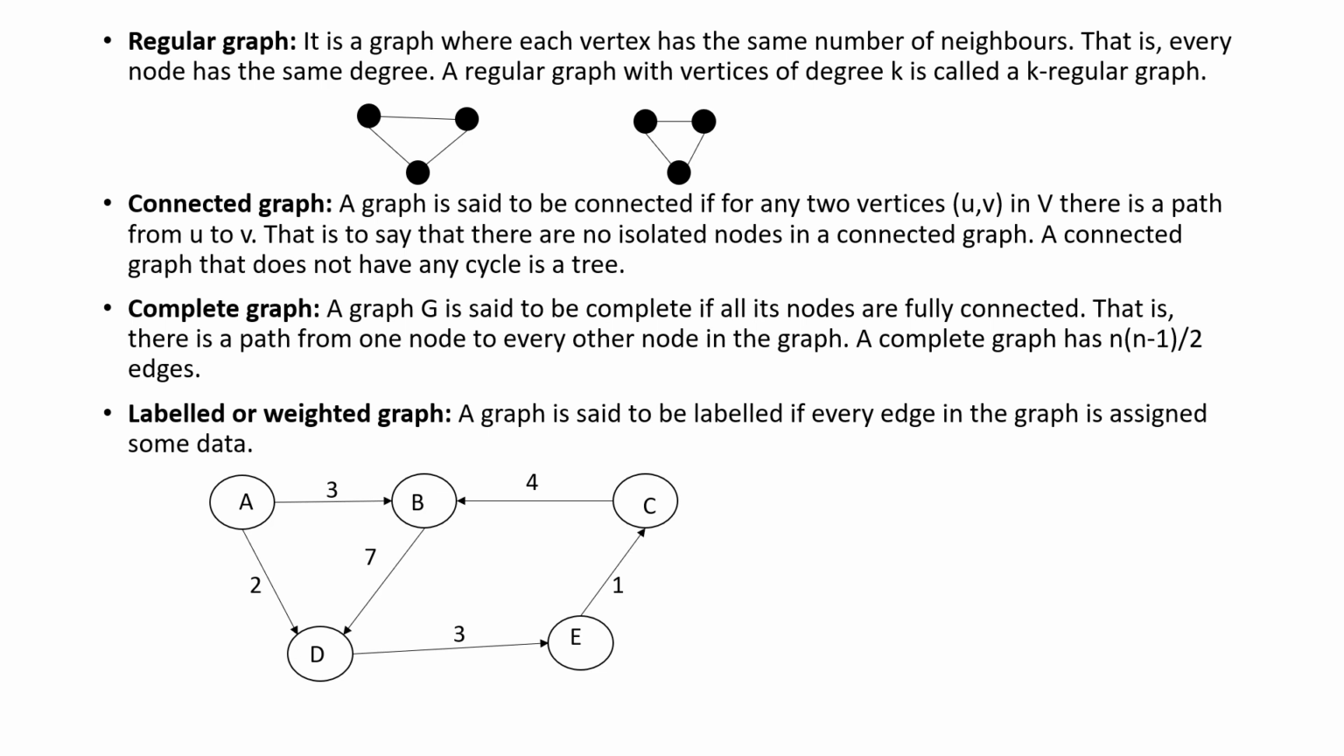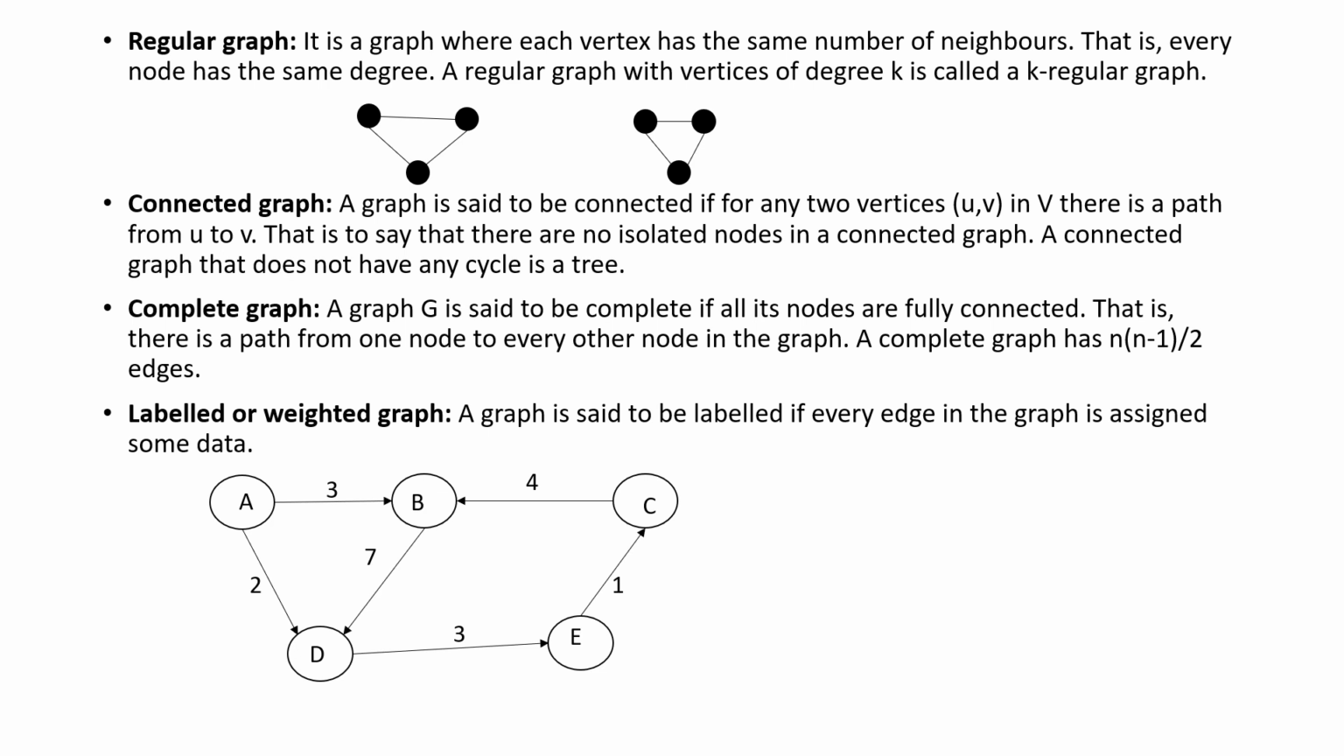Imagine we have n number of nodes, and we have to establish a direct connection between every pair of nodes. So how many connections would there be? The answer would be nC2, which is equal to n into n minus 1 by 2. So for connecting every node to every other node, we need n into n minus 1 by 2 edges. Now, labeled or weighted graph.